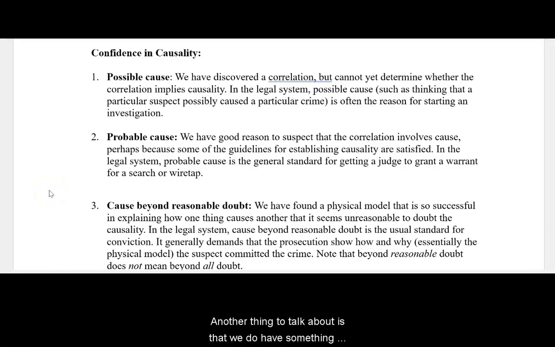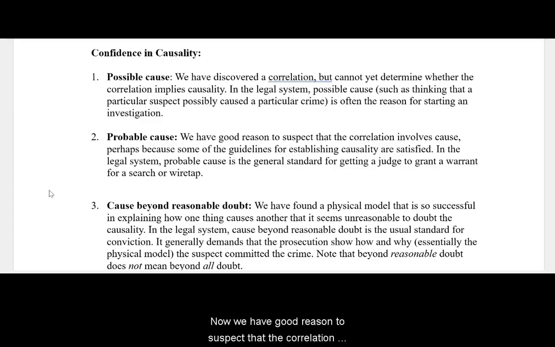Another thing to talk about is that we do have something that we call our confidence in causality. So there is something called a possible cause. We have discovered a correlation, but we cannot yet determine whether the correlation implies causality. In the legal system, possible cause, such as thinking that a particular suspect possibly caused a particular crime, is often the reason for starting an investigation. So possible cause.